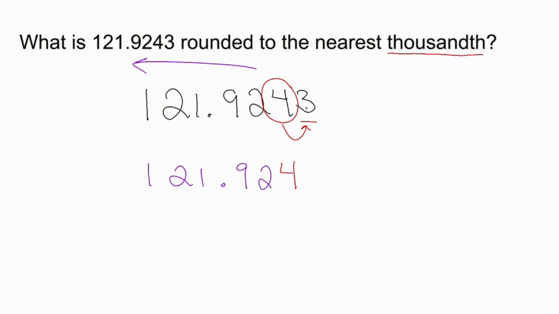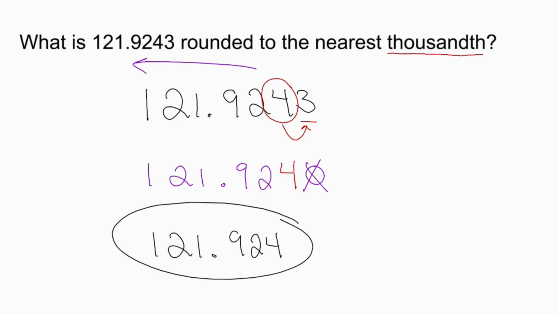Any number to the right of a decimal, you don't need to write out. Now, some teachers might write out 0 and then cross it out and say, that's not needed. But at the end of the day, you end up with 121 and 924 thousandths. And that's your answer.